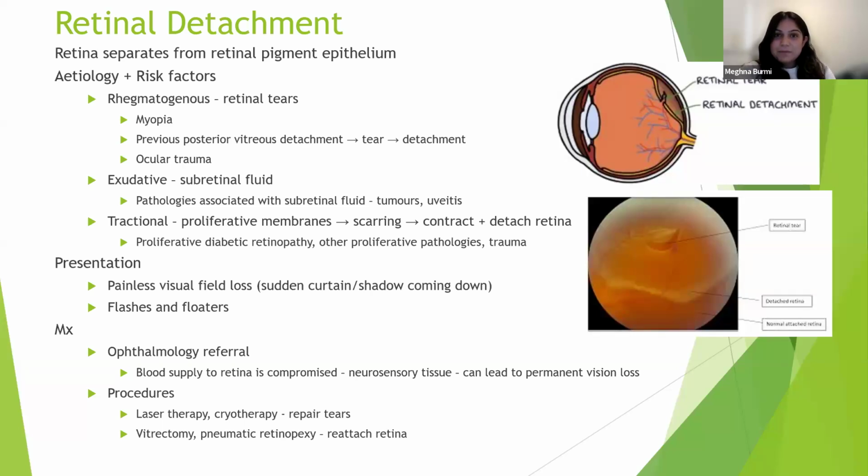So that's retinal detachment. This is an R3, so don't worry, just recognizing that it's a curtain that comes down and it's painless.